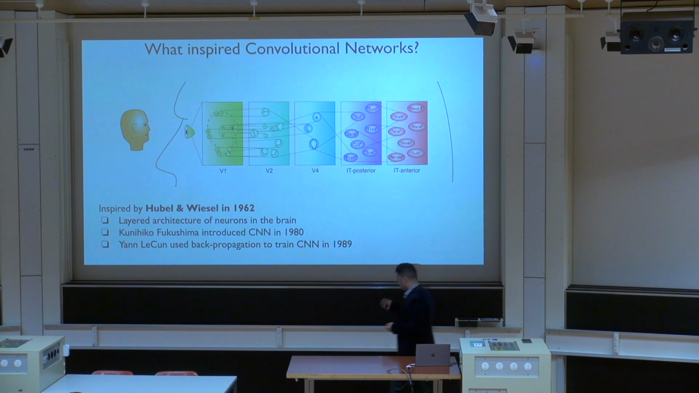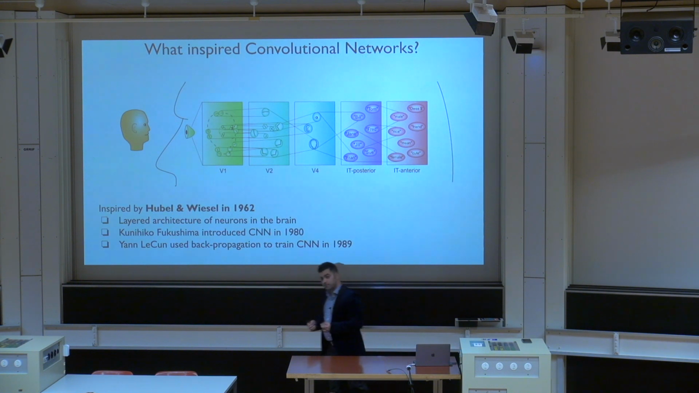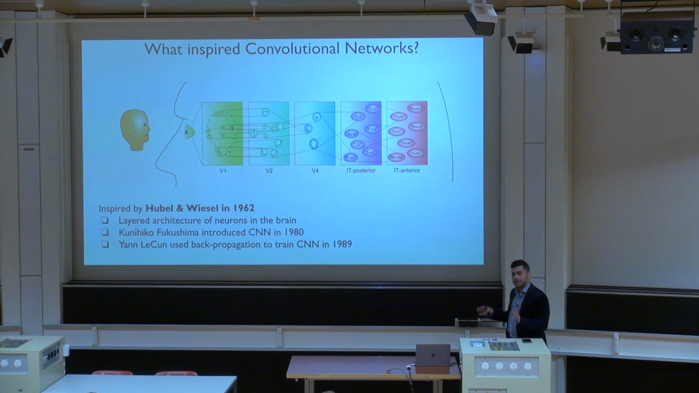In 1980, Fukushima introduced CNN, but at that time there was no backprop theory for training CNN. So Yann LeCun, the Facebook director of AI, used backpropagation to train CNN in 1989.